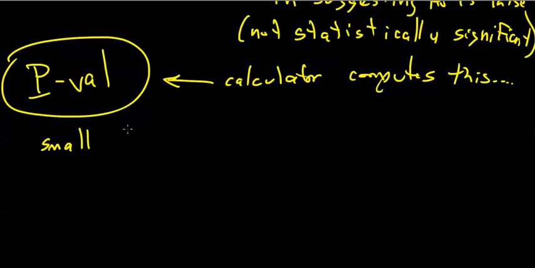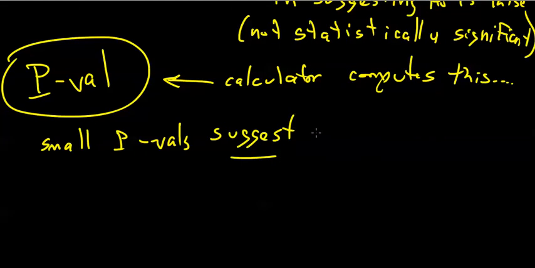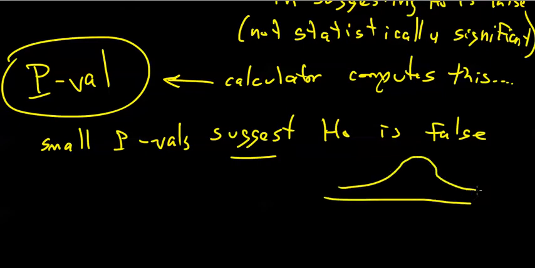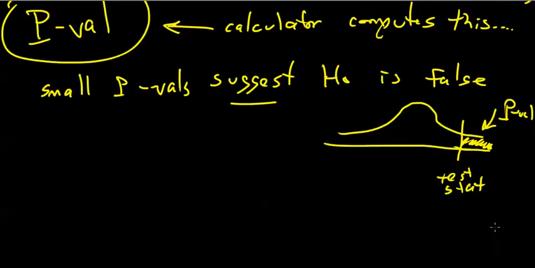Small p-values suggest, and the key word here is suggest, the original claim is false. Remember, the p-value is the tail area, the extreme tail area determined by your test statistic. If this p-value is small, that means this tail area is small, and my test statistic must then be in extreme ranges. How extreme? Well, extreme enough to question the null hypothesis, right?